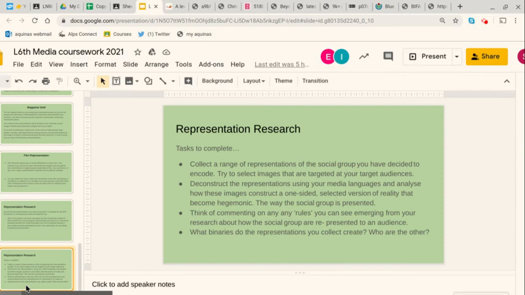So in terms of the task I need you to complete this week, and this is just for Sheena's classes, I need you to collect a range of representations of the social group you've decided to encode, and please try to select images that are targeted at your target audiences. Please also try and make sure that these range of representations are part of your brief. So we're looking at magazine covers, film posters, DVD covers, double page spreads, advertorials, if you can find them.